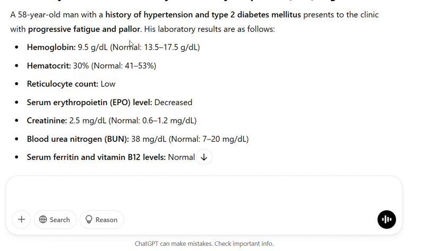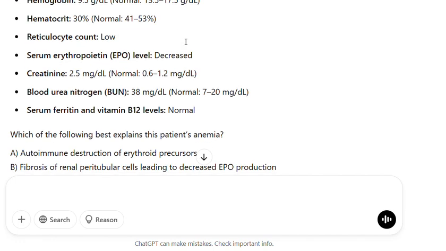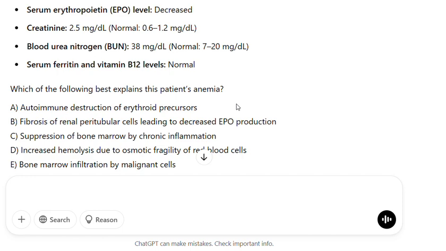Which of the following best explains this patient's anemia? A. Autoimmune destruction of erythroid precursors. B. Fibrosis of renal peritubular cells leading to decreased EPO production. C. Suppression of bone marrow by chronic inflammation. D. Increased hemolysis due to osmotic fragility of red blood cells. E. Bone marrow infiltration by malignant cells.